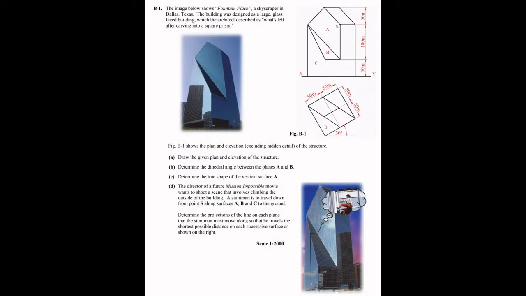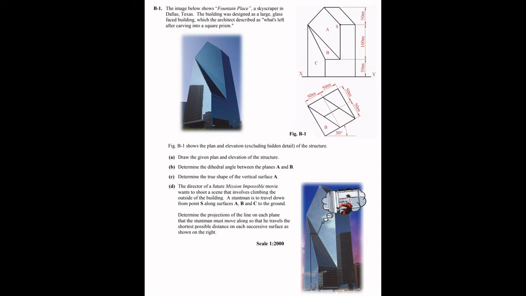2013 Higher Level DCG B1. The image below shows Fountain Place, a skyscraper in Dallas, Texas. The building was designed as a large glass-faced building which the architect described as what's left after carving into a square prism. Figure B1 shows the plan and elevation, excluding hidden detail of the structure.